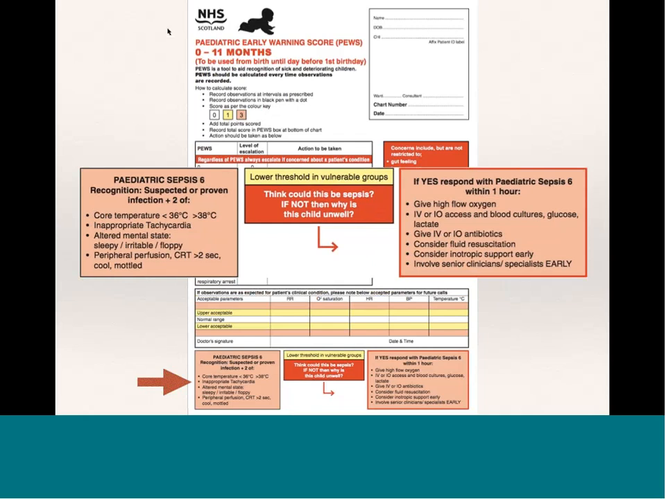And if you can't convincingly convince yourself that it's not, then maybe we should be thinking about going down the Sepsis 6 route, which is giving oxygen, gaining access, cultures, glucose and lactate if able, giving antibiotics, consider fluid resuscitation, and we would give 20 per kilo over 5 to 10 minutes. If you've got to 40 per kilo, then have a think about this child might need more.